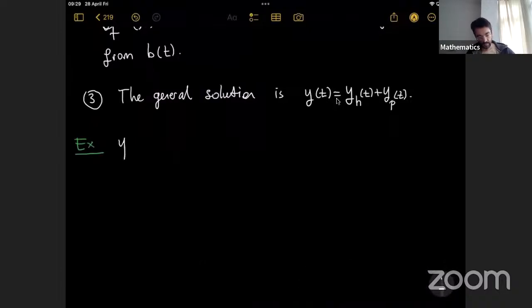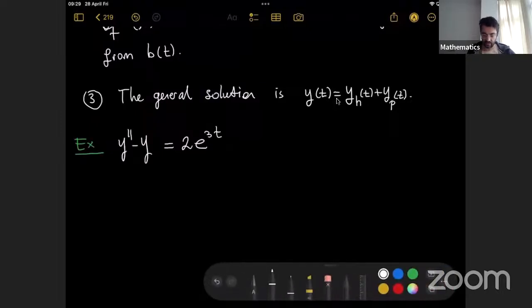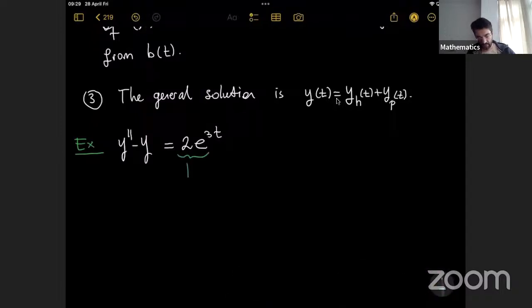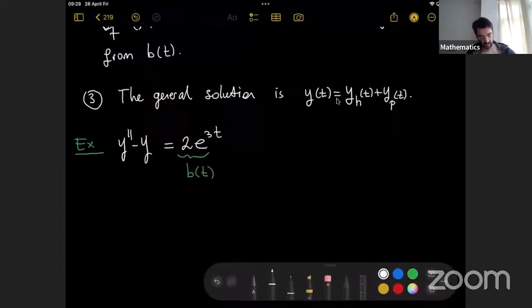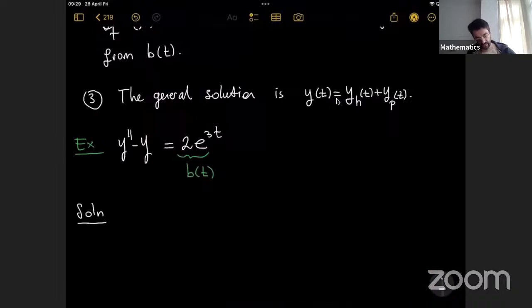y'' - y = 2e^(3t). It's a second order non-homogeneous constant coefficient linear ODE. Here, this is my b(t), okay? Let's start with the homogeneous part. The homogeneous equation is equal to 0.